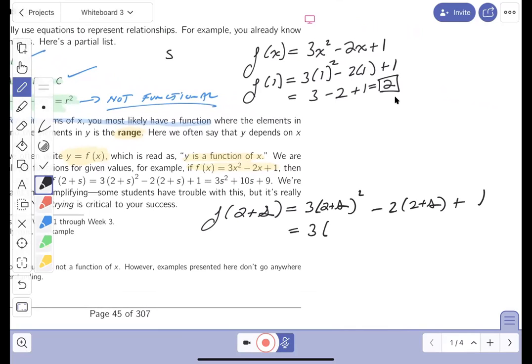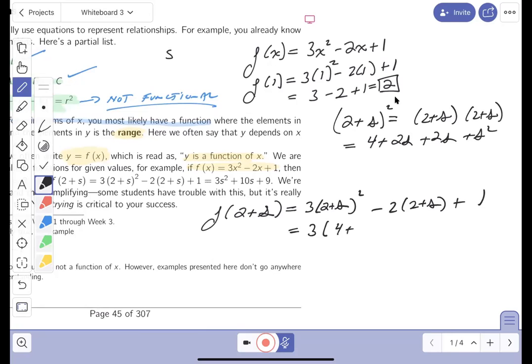You should be able to square 2 plus S, but if you can't, let me write down what you expect to do. 2 plus S squared is 2 plus S times 2 plus S. Now, I think that's easy, but you may not be in agreement. That's 4 plus 2S plus 2S plus S squared. So what's it going to give me? 4 plus 4S plus S squared.